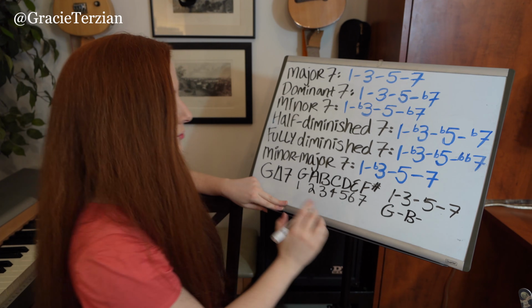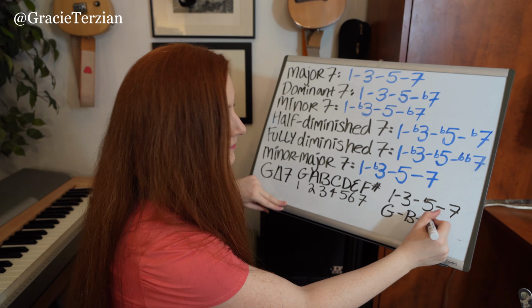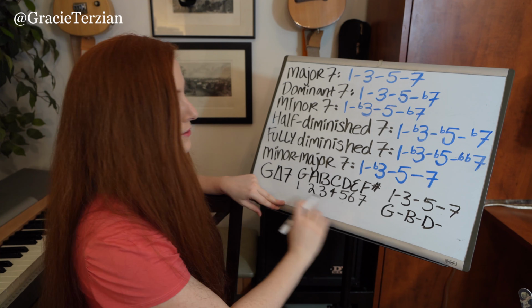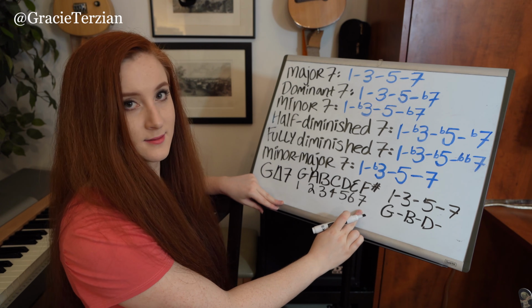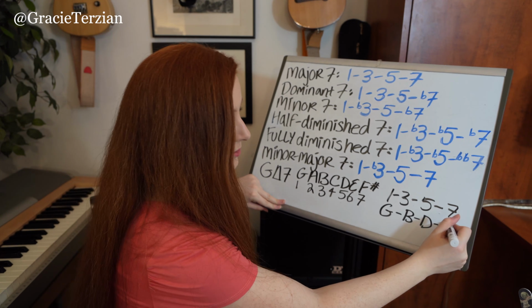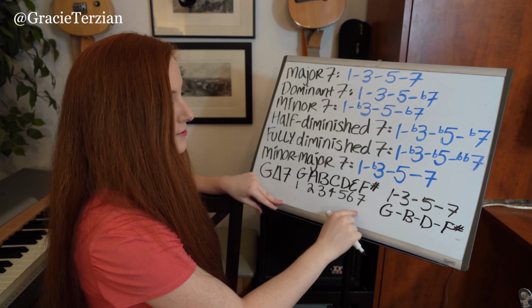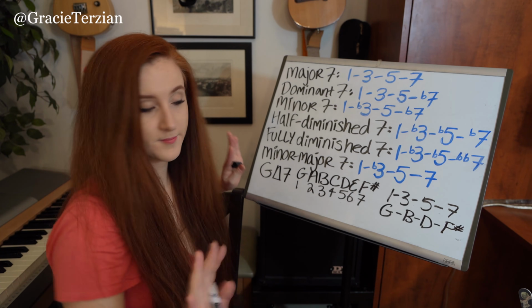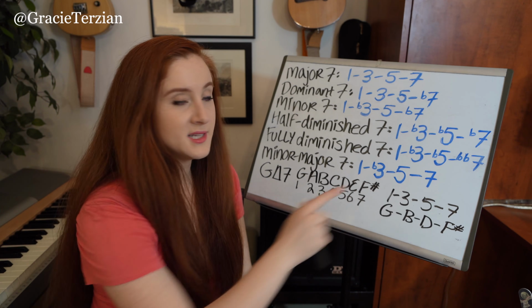Okay, what about the 5th degree? What is the 5th note in our G major scale? The 5th note is D, right? And then what is the 7th degree? This one's a little bit trickier, but don't overthink it. It's just F sharp, okay? We don't alter it in any way because it just says the 7th, right? And the 7th is an F sharp. So that is your G major 7 chord: G, B, D, and F sharp.